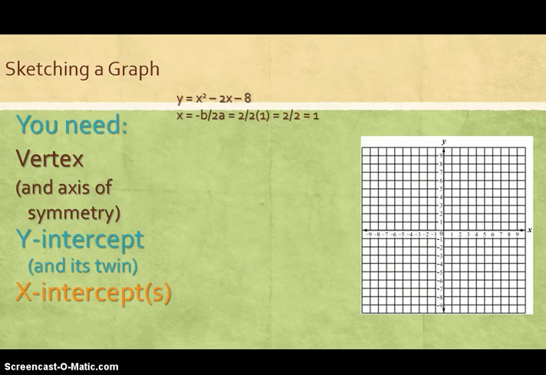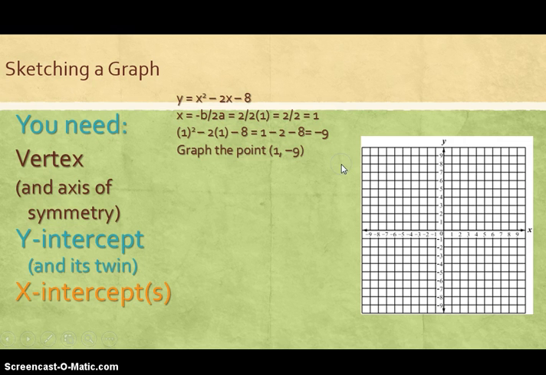So if I use my vertex formula and plug in the opposite of b divided by 2a, I would get 2 divided by 2 times 1, which is just 2 divided by 2, which is 1. Now that's my x value, so I have to plug it back into my formula to figure out what my y value is. So everywhere I see an x, I plug in my x value, and I simplify that and get negative 9. So the next thing you want to do is graph that point, 1, negative 9.